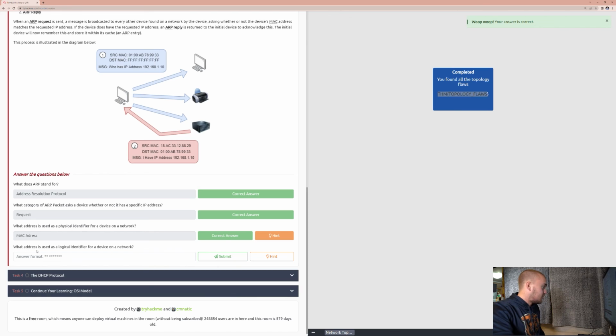It says what address is used as a logical identifier for a device on a network. That would be the IP address.